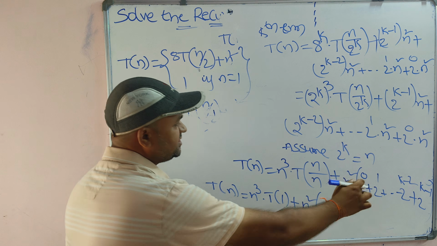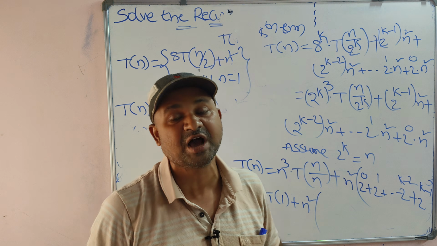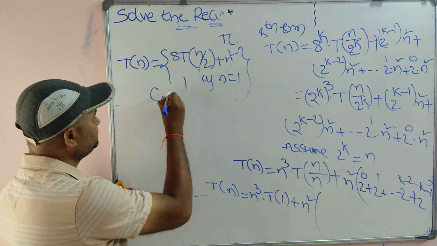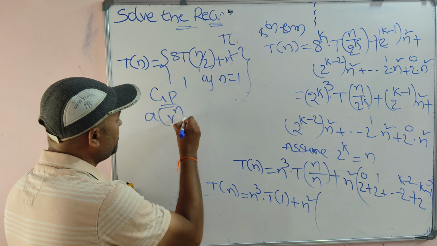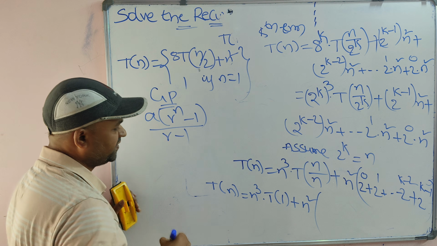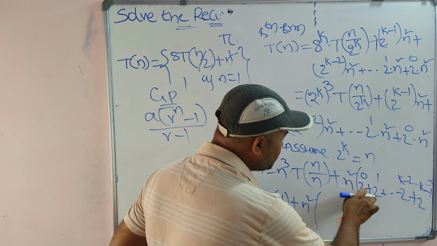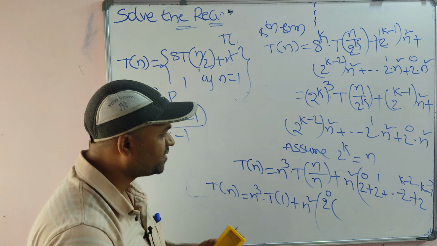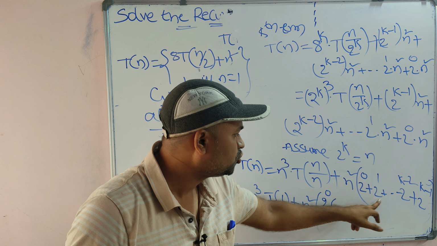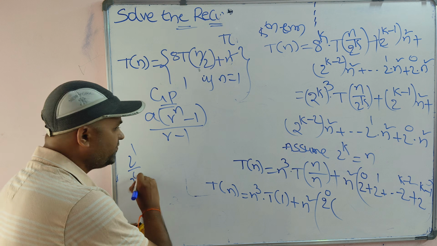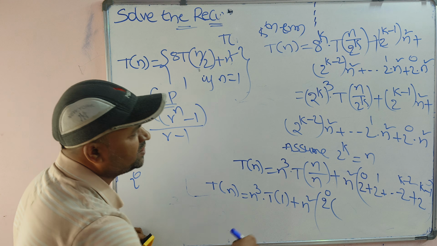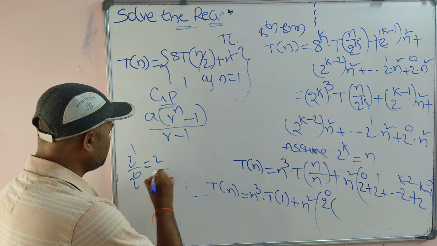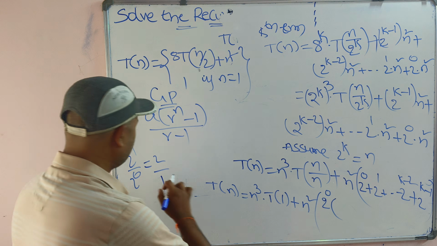square into, so this series is in the form of geometric progression. We know the formula in geometric progression. What is the formula? A into r power n minus 1 by r minus 1. Here what is A value? A value is nothing but the starting term. What is the starting term? 2 power 0 into r. What is r? R means this ratio, 2 power 1 by 2 power 0, or we can take 2 power k minus 1 by 2 power k minus 2. So what is 2 power 1? 2 power 1 means 2, by 2 power 0 means 1. The ratio between these two is nothing but 2.